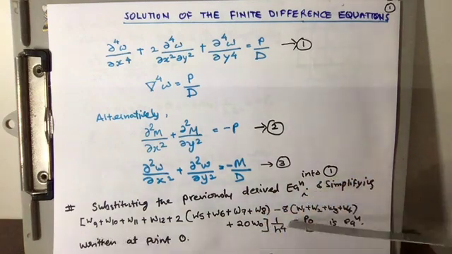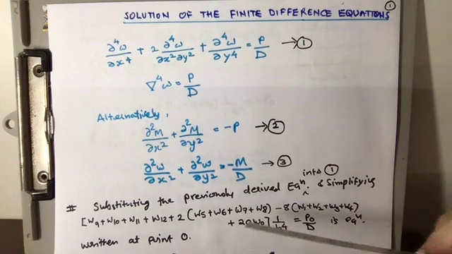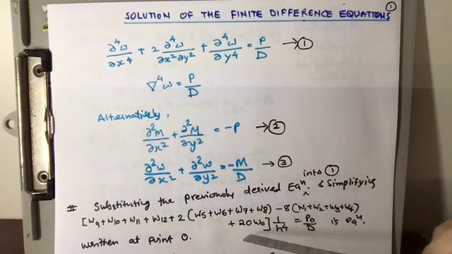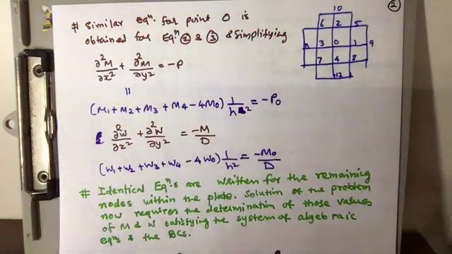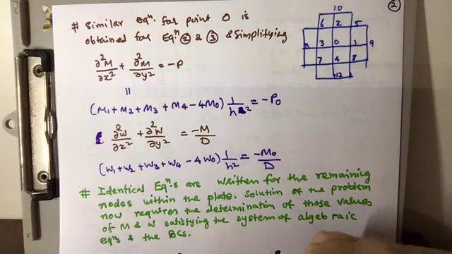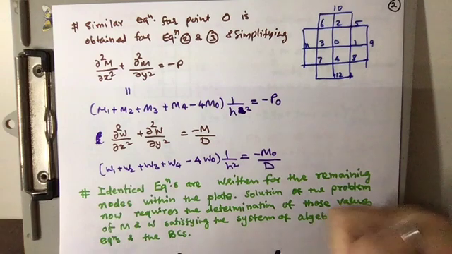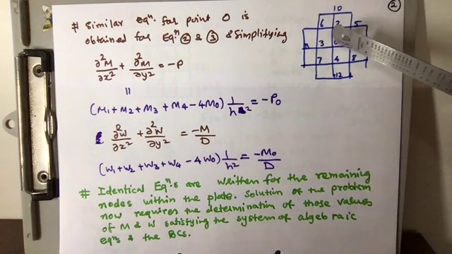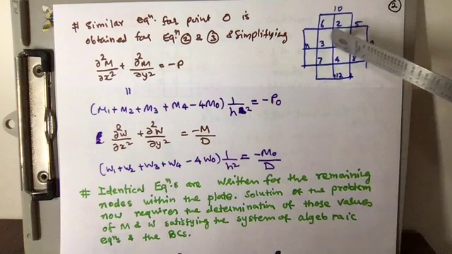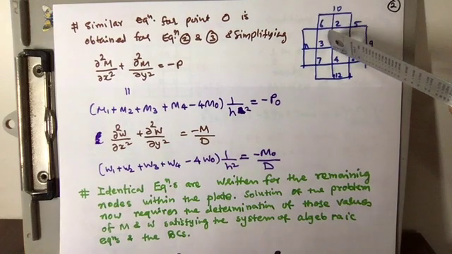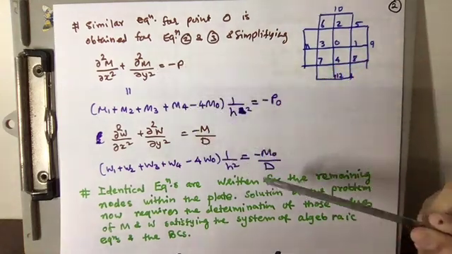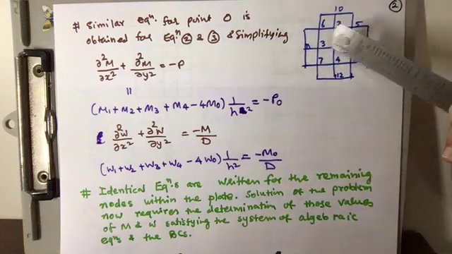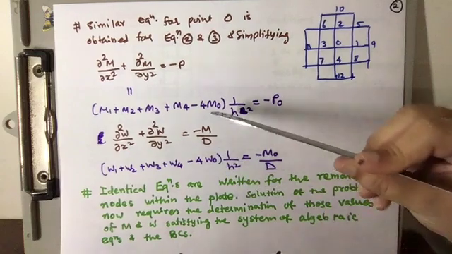We will get this equation, and please understand this equation is written at point O of the grid. Point O is shown in the next slide. That point O is somewhere here, and we have written one equation in terms of the fourth order differential equation. Similarly, we can also write the second order partial differential equations, equivalent finite difference equations at point O, like this. These are the two equations.